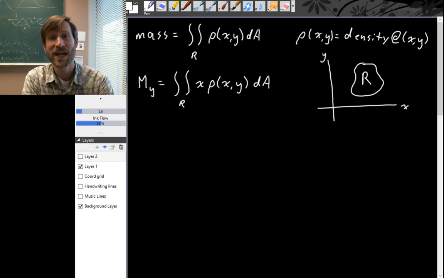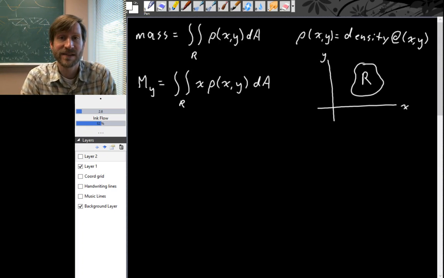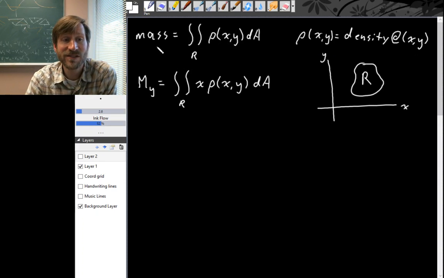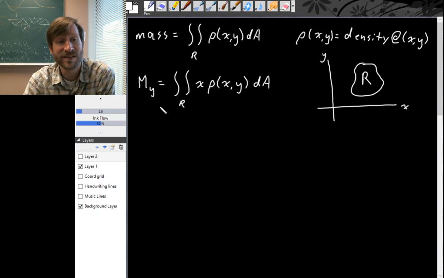Here's the real reason we care about moments about the x and y axes. Just a quick reminder, if you have a region R that's occupied by some sort of material, and the density of that material is a function of position, so rho is the name for our density function, so it's a function of x and y, then the mass of that region is the integral over R of your density function, dA, and the moment about the y-axis is the integral over the region of x times the density, dA.